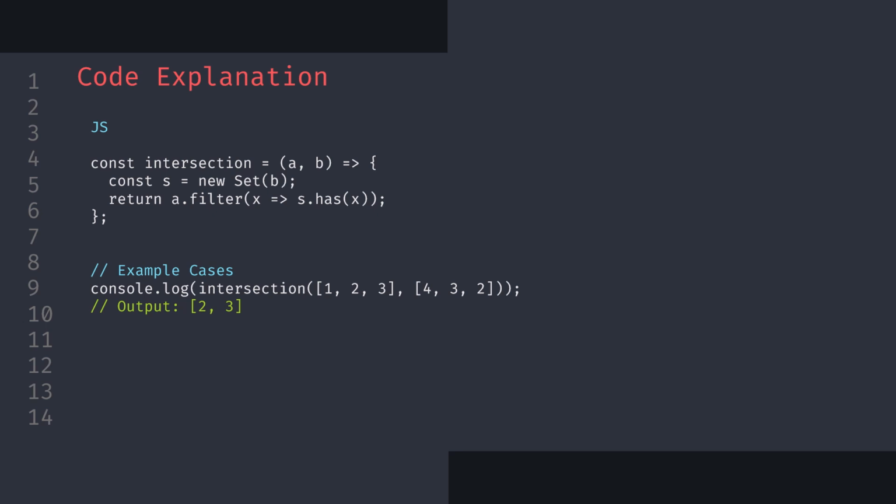First, we convert array B into a set for efficient lookups. Then, we filter array A, keeping only values that are also present in the set from B. This gives us the intersection in just a few lines of code.